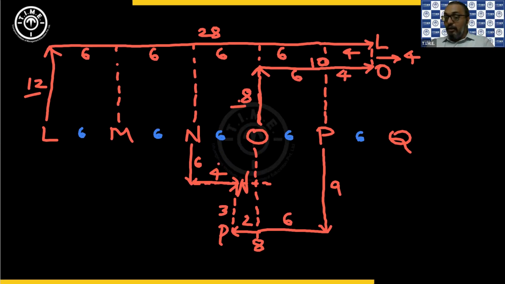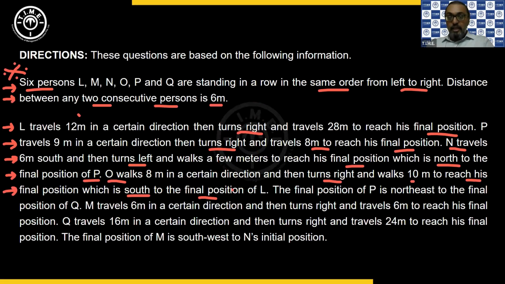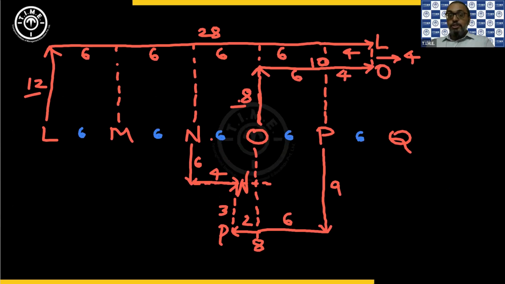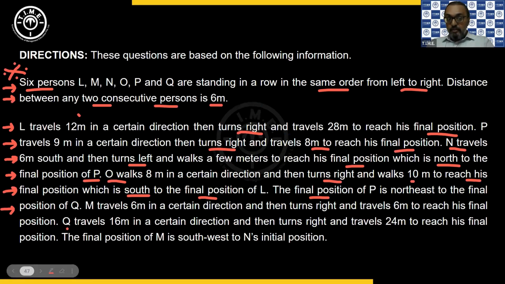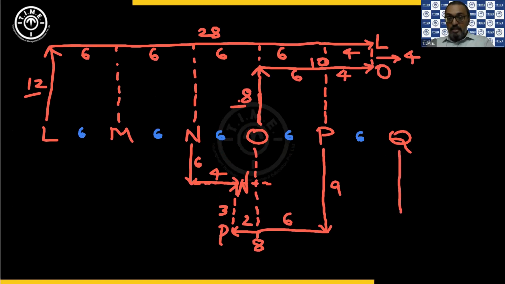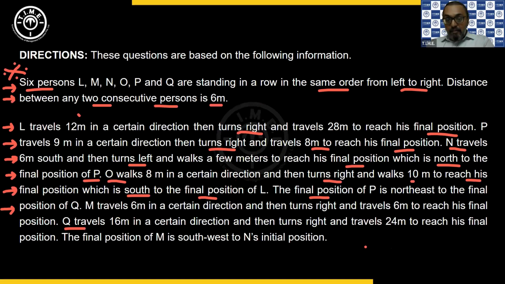Now the remaining is M and Q. Let's check further. Now he says the final position of P is northeast of the final position of Q. So the final position of P, that is this, is northeast of Q. So that means now I'll start with Q. See, Q is here. Q travels 16 meters, turns right. Okay, then 16 meters, I'll take it in the south direction because turning right means our left side. Then I can get northeast. Then travels how many? 24 meters to reach the final position.